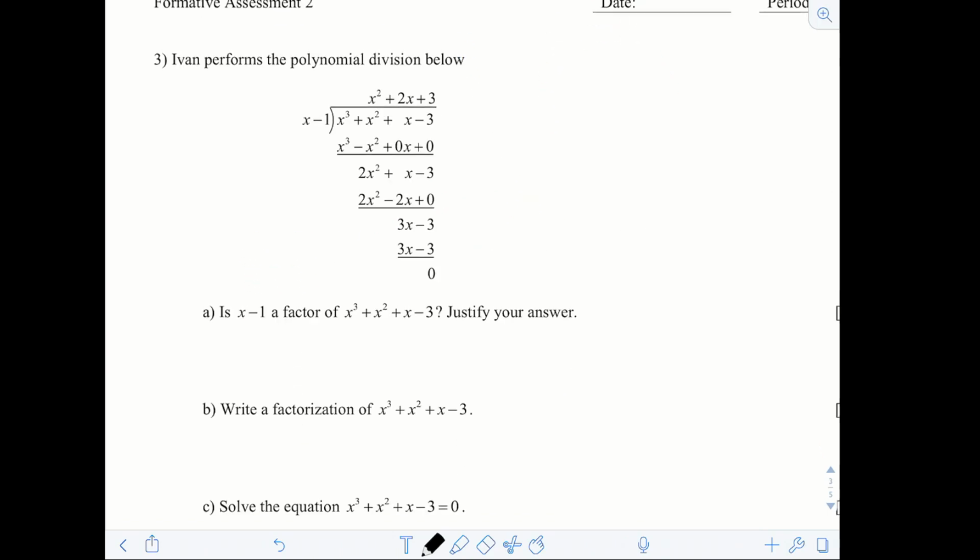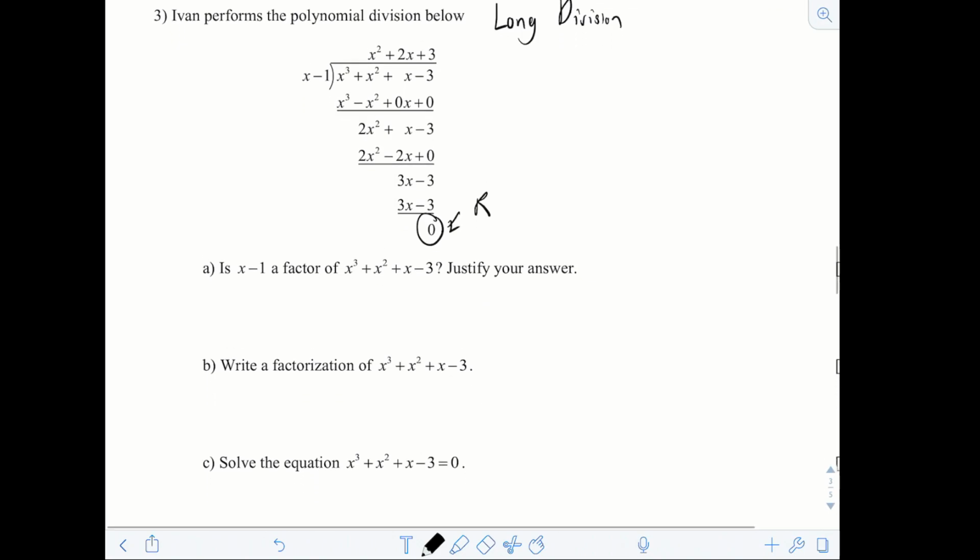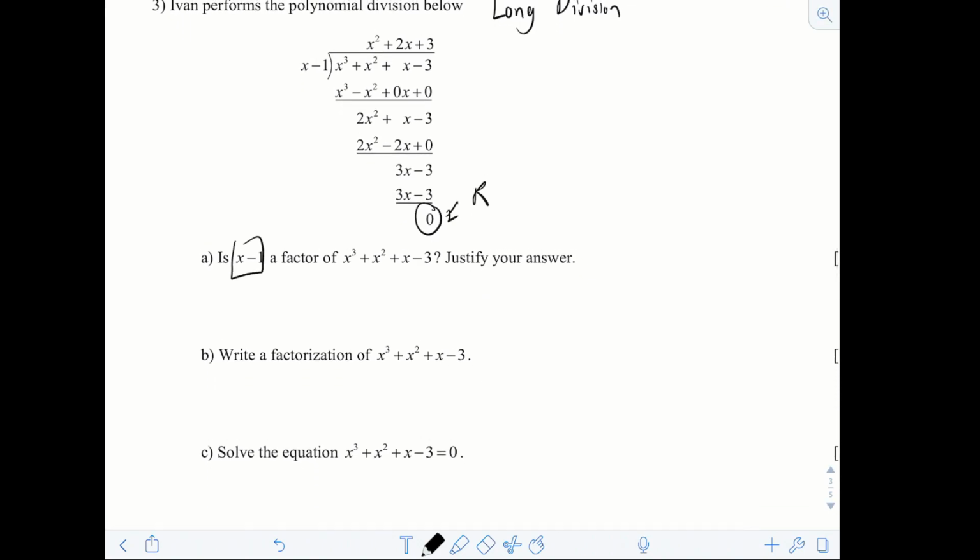Okay, so Ivan performs the polynomial division below, also known as long division. It says, is x minus 1 a factor of x cubed plus x squared plus x minus 3? Justify your answer. So they actually run through all the steps of long division, which is kind of nice. Since I'm left with a 0, that is my remainder, and there's no remainder, so that means x minus 1 is a solution. So we could say that 0 is the remainder.